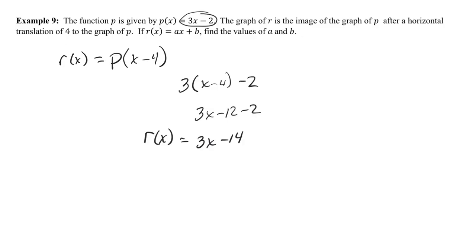But that does not answer our question. The question is, find the values of a and b. a equals 3, b equals -14. Again, the reason you want to make sure that you're doing that is because they might ask you on the test, what is the product of a and b? And you'd have to multiply those together.